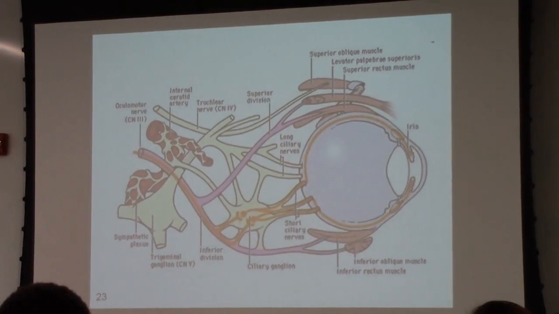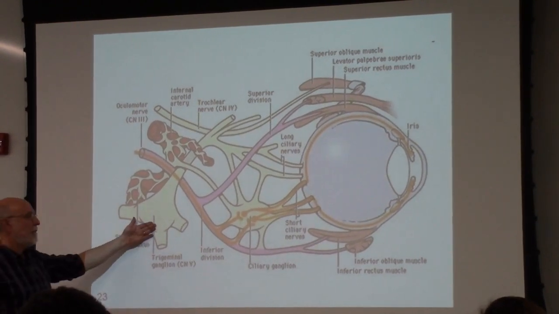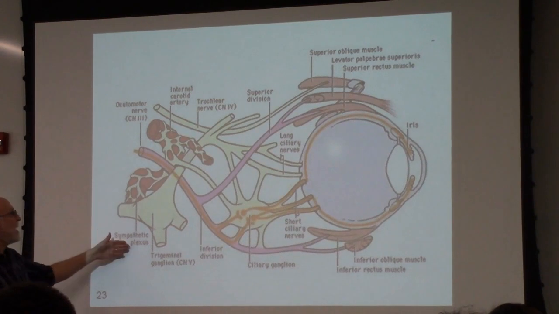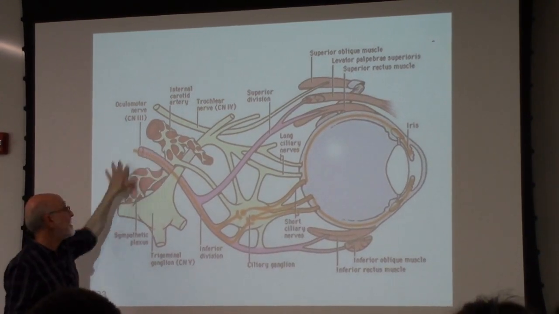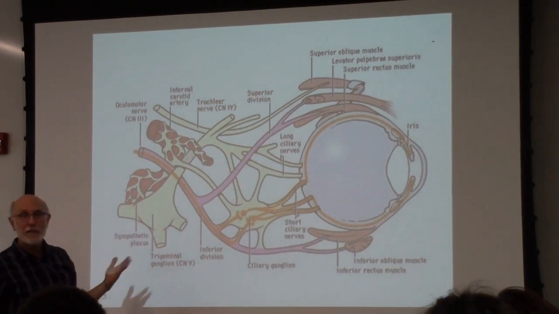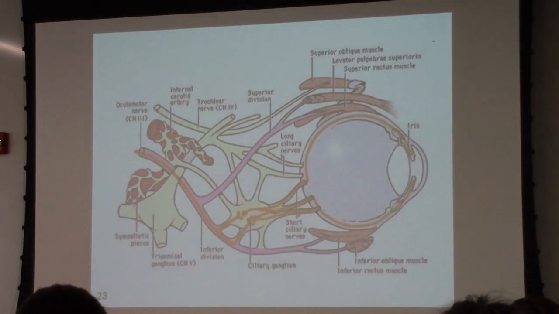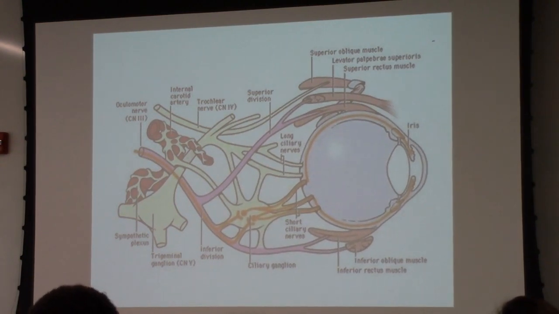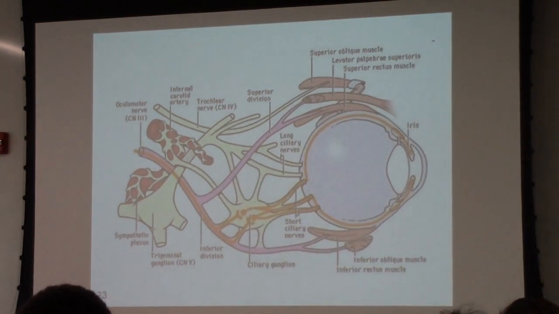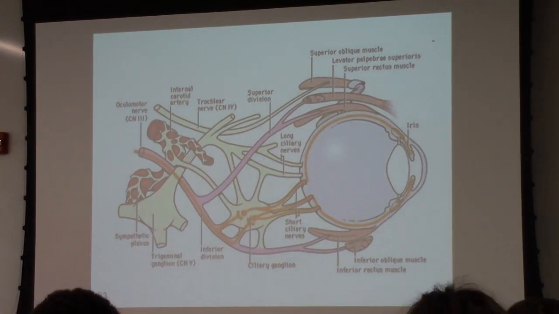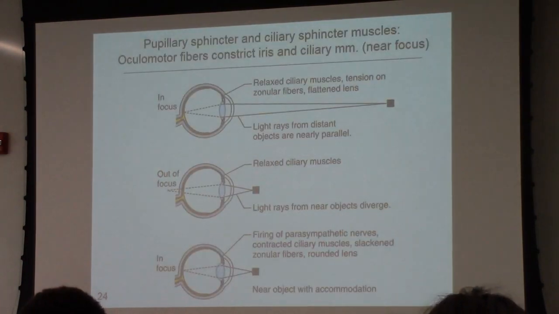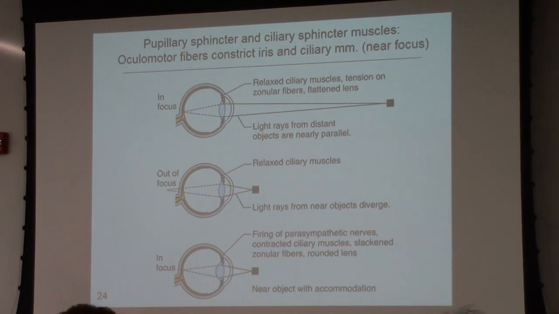This is a complicated image, and there are things that we don't need to know. For example, we're not focusing on the trigeminal ganglion, the sympathetic plexus, or the internal carotid. So there's stuff here that you don't have to know, but there are some things that you do, and I think I've narrated the things that I want you to know. Abducens nerve innervates the lateral rectus. Trochlear nerve innervates the superior oblique. Oculomotor nerve innervates just about everything else. Let's talk about how you focus light onto your retina. How you focus an image onto the retina.